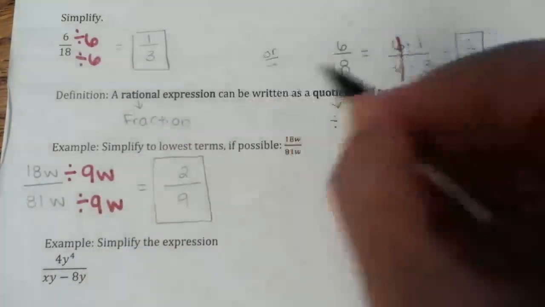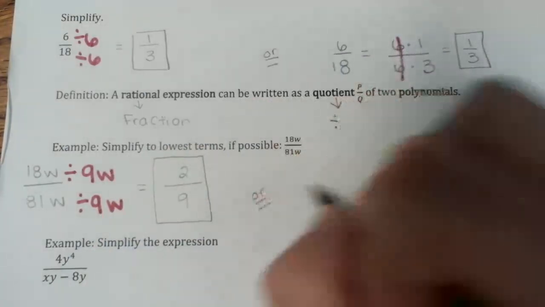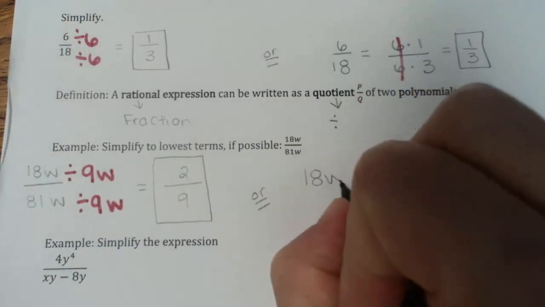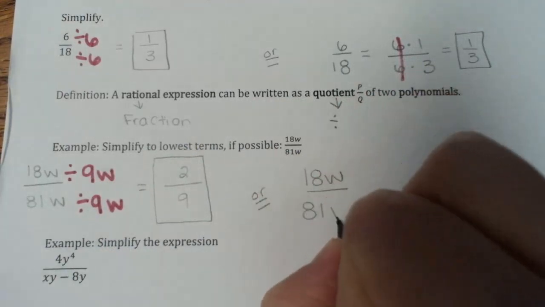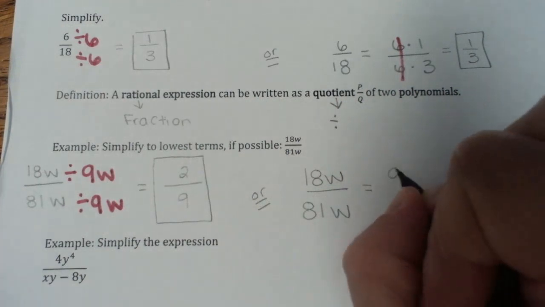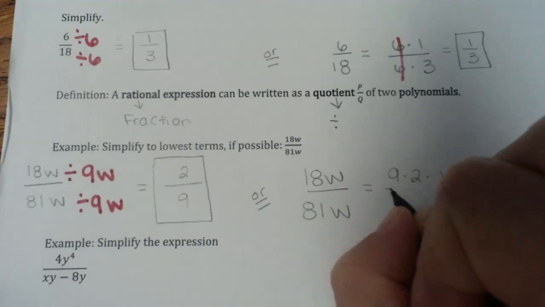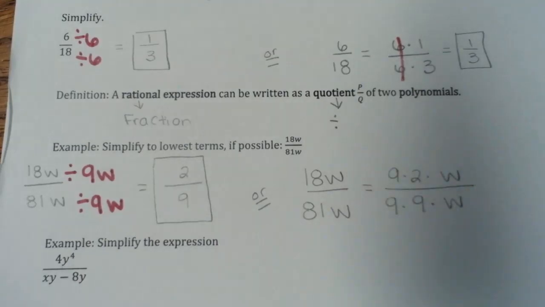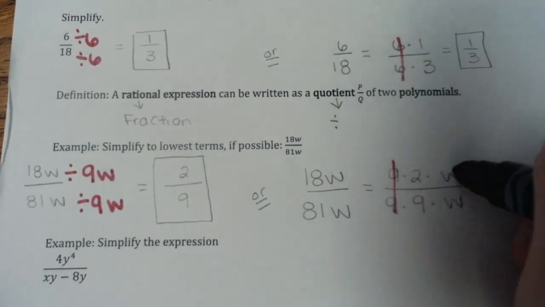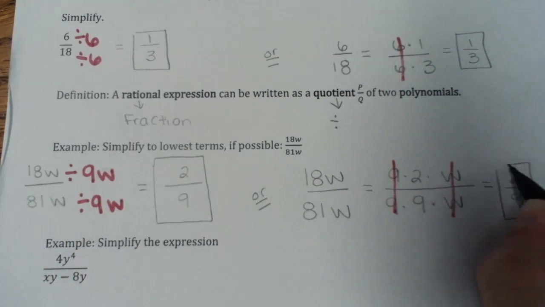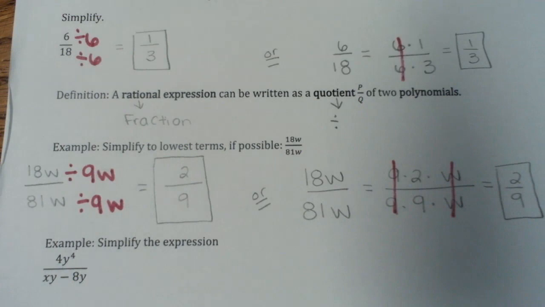Same thing, or if we write it in factored form, like we did on this one up here, if we have 18W divided by 81W, 18W, we know 18 is 9 times 2 times our W, all over 81 is 9 times 9 times our W. And let's see what factors cancel out. Our 9s cancel and our W's cancel. So we're left over with 2 up top, 9 on the bottom. So 2 over 9. Again, there's nothing that 2 and 9 have in common. So that's our final answer.